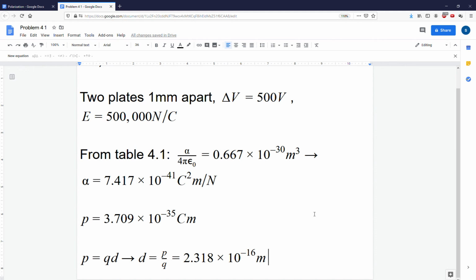In comparison, the hydrogen atom has a Bohr radius of 1/2 angstrom, which is 5 times 10 to the negative 11th meters, which is approximately 200,000 times this distance. If we assume linearity, it would take approximately 200,000 times this voltage right here in order to ionize the hydrogen.